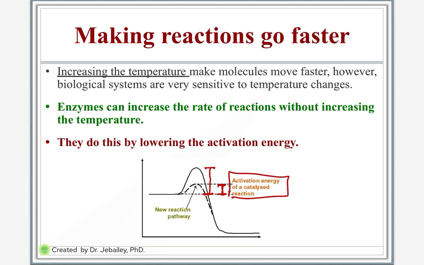Now imagine if you didn't have an enzyme. Of course, this is going to cause what? An increase in temperature. So why do you want the temperature to increase? Because you want the molecules to move faster, because if they move faster, they are more likely to collide and cause the reaction. But the problem is, if you increase the temperature too much, you might destroy everything around you.